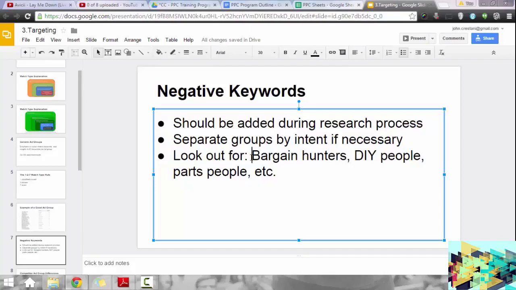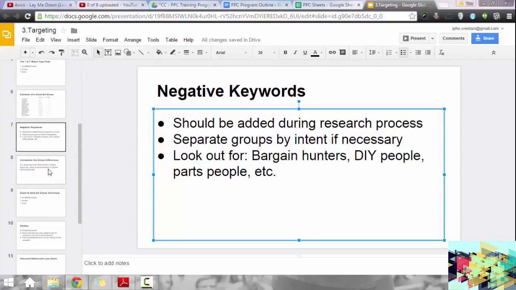Maybe they're looking for personal injury lawyers, but they're looking for personal injury lawyer contracts. That may not necessarily be a good person to go after, because that might be an actual lawyer just looking for a contract for himself. So there are a lot of terms that kind of disqualify people, and we'll be looking out for those as we go through the process. It'll make a lot more sense.